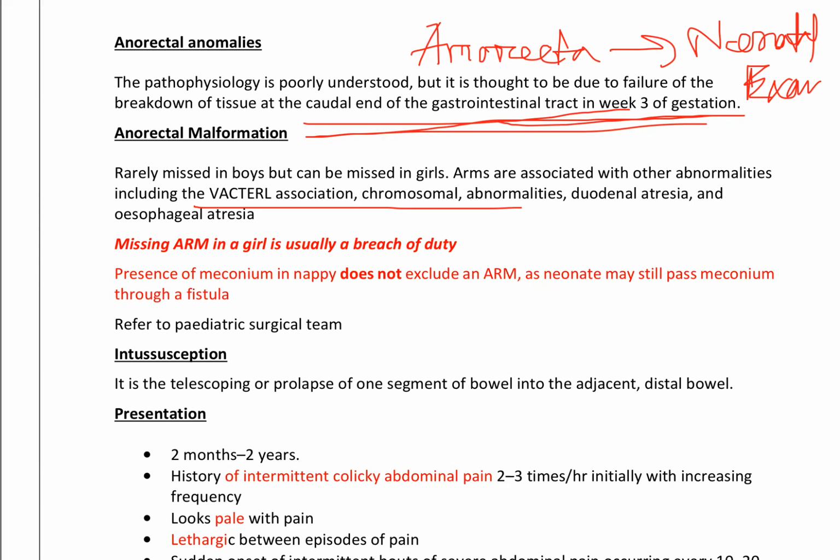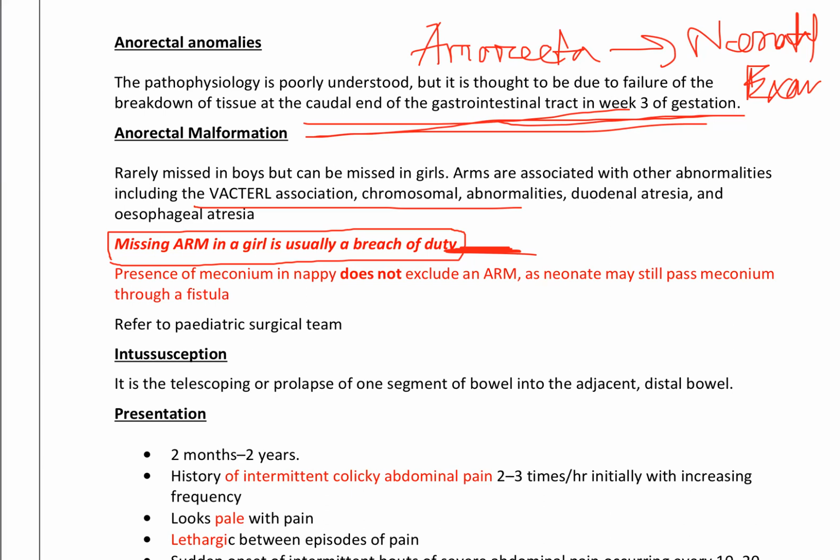Sometimes you cannot make the diagnosis in boys, but missing an anorectal malformation in a girl is usually a breach of duty. So it is a very serious thing if you miss it during neonatal examination. It is also mentioned that if you are checking a neonate and some meconium has already passed, it doesn't mean that the child is free of anorectal anomalies.